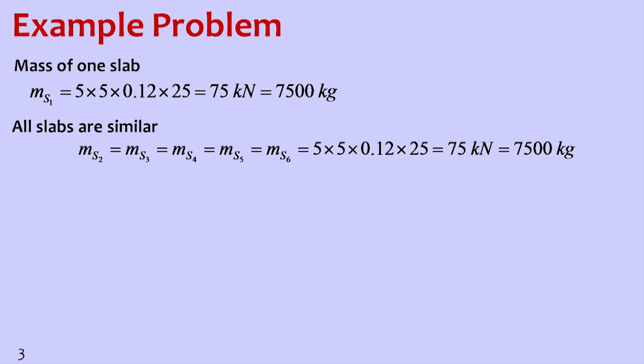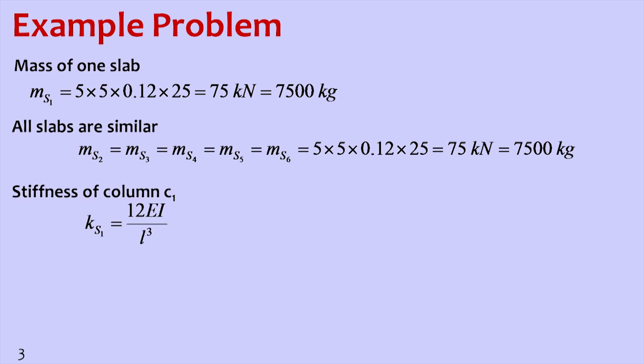Similarly, almost every slab in our plan is of the same size. So, the mass of S2, S3, S4, S5 and S6 are calculated in the same manner: 5 into 5 is the area of the slab, 0.12 is the depth of the slab, and 25 is the unit weight of concrete. So, for each and every slab we get a mass of 7500 kg.